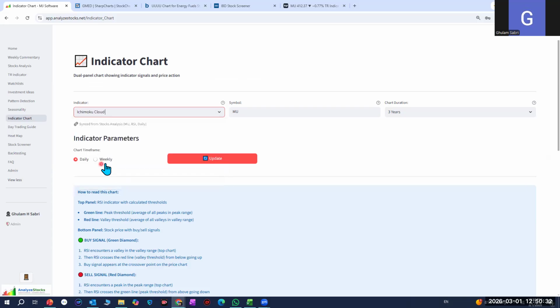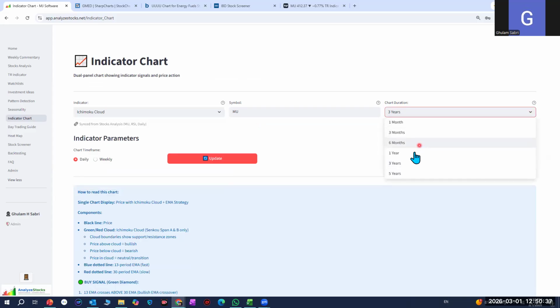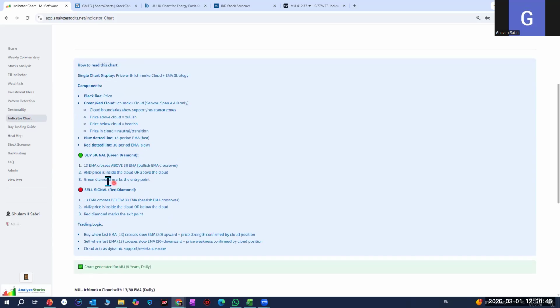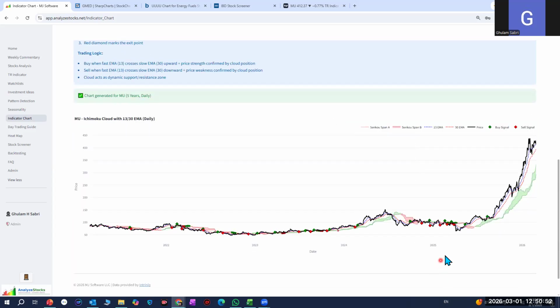For a long-term investor, we select, for example, Ichimoku Cloud, and we select maybe 5 years. Update this, and it explains what this is: how it gives buy signal, sell signal on this particular strategy on the indicator chart, and it plots it. Now, the Ichimoku Cloud strategy forms a cloud. The green cloud means that a bullish trend has started, and a pink cloud means that either it's consolidating or it's in a downward trend.